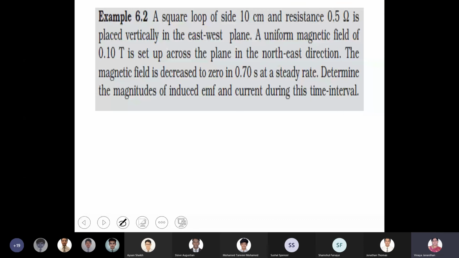A square loop of side 10 centimeter and resistance 0.5 ohm is placed vertically in the east-west plane. A uniform magnetic field of 0.10 Tesla is set up across the plane in the northeast direction. The magnetic field is decreased to 0 in 0.70 seconds at a steady rate. Determine the value of induced EMF and current during this interval.